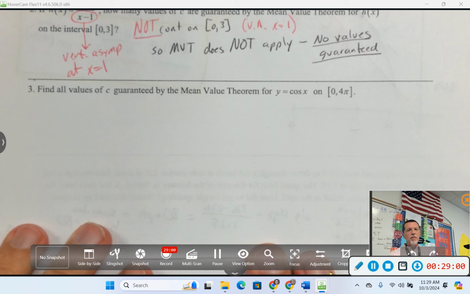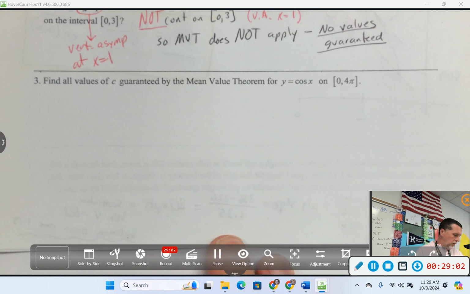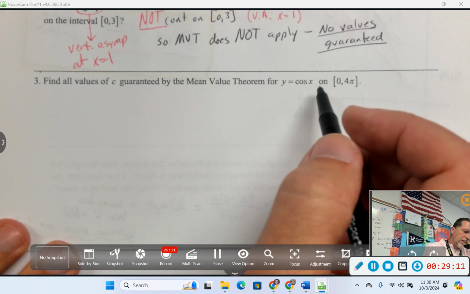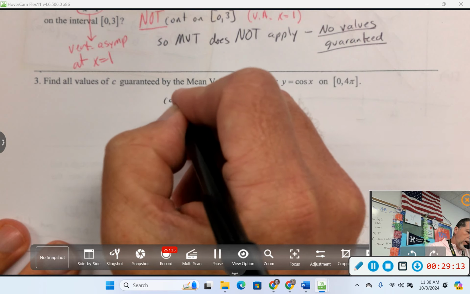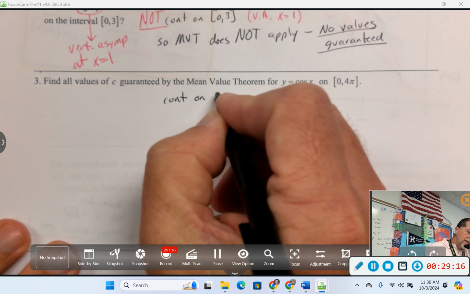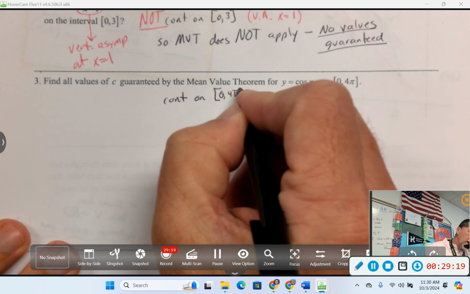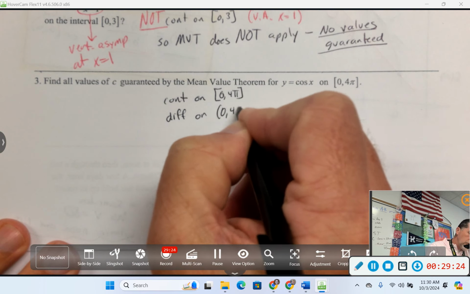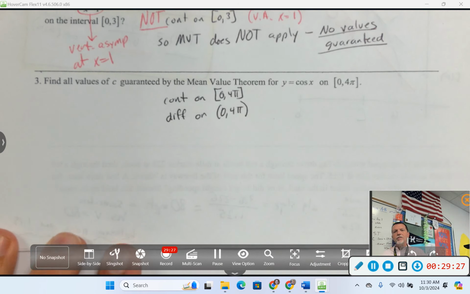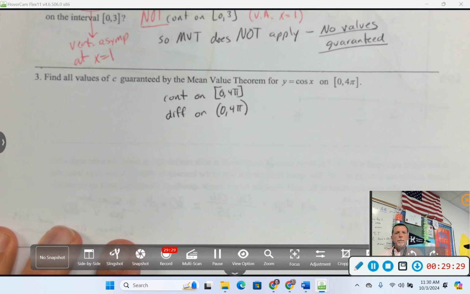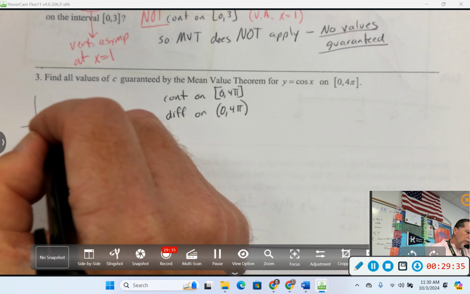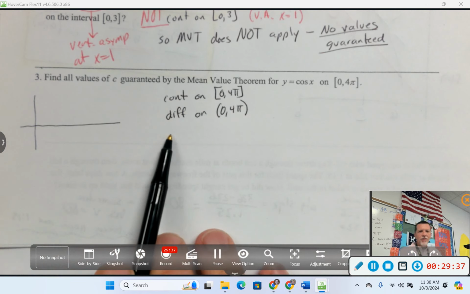Alright, number 3's got a lot of space to work, so one suspects that maybe it will work, and we'll have to do some work on it. Find all values of c guaranteed by the mean value theorem for y equals cosine of x. Okay, so the question I'm asking myself is, is it continuous on 0 to 4 pi? And is it differentiable on 0 to 4 pi? Although continuous on the closed, differentiable on the open. Maybe we think about the graph of cosine, and even if you don't know it perfectly, you probably know it well enough to answer these two questions.